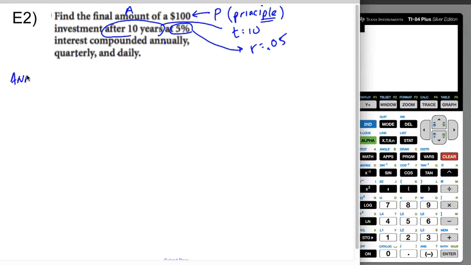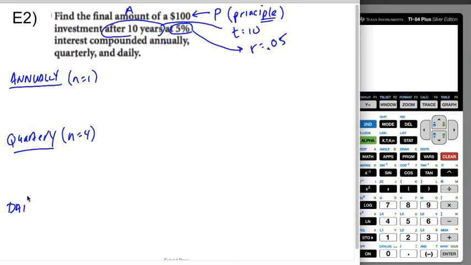They want me to find the amount if I accrue interest annually, which would mean n is 1. If I accrue interest quarterly, which would mean n is 4. And if I accrue interest daily, which would mean n is 365. So this is the same task. It's just a matter of typing a different number in for n.